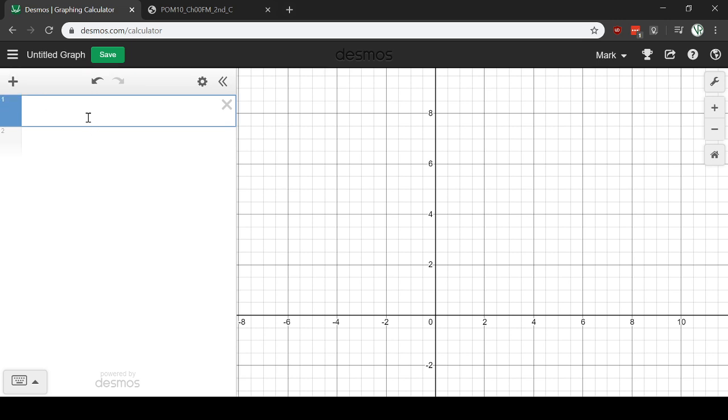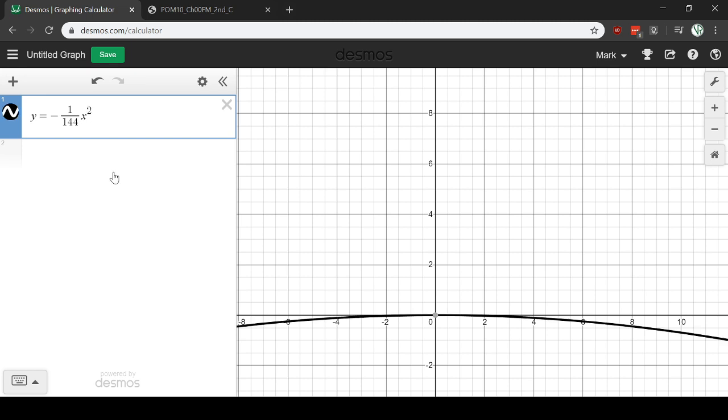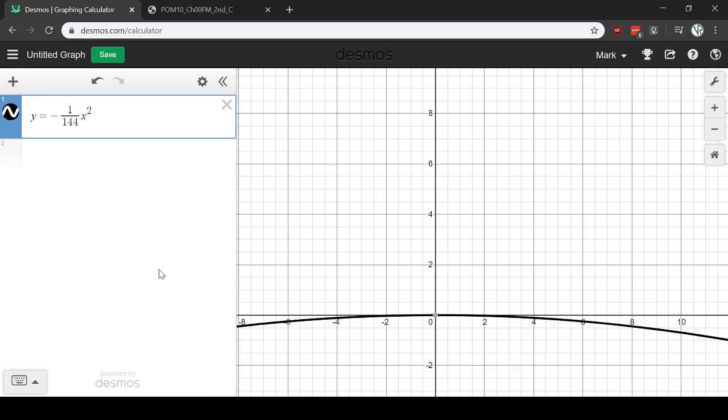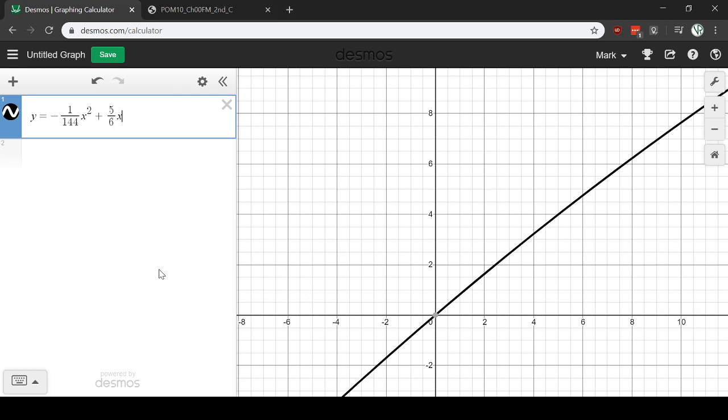The equation was h, but I'm going to switch the h to y, so y equals negative 1 divided by 144 x to the power of 2. If you're having trouble with this, you can use the keypad down below and add your squareds and things like that. I'm just using some of the shortcut keys. Plus 5 over 6 x. So there's our equation.